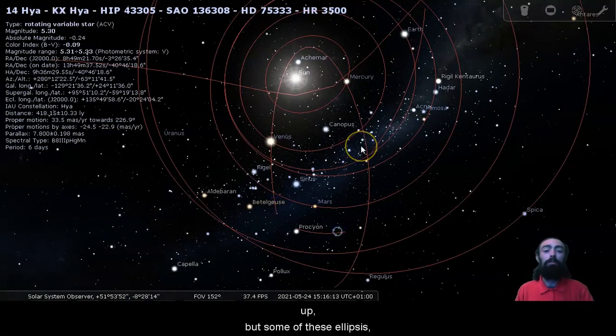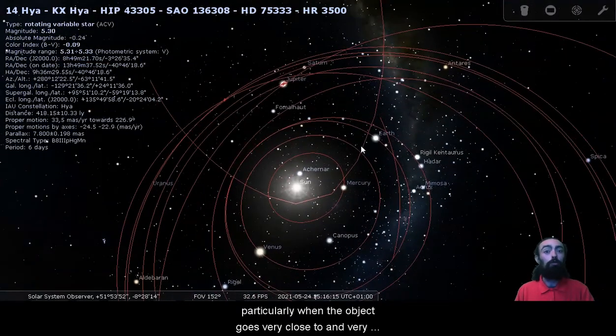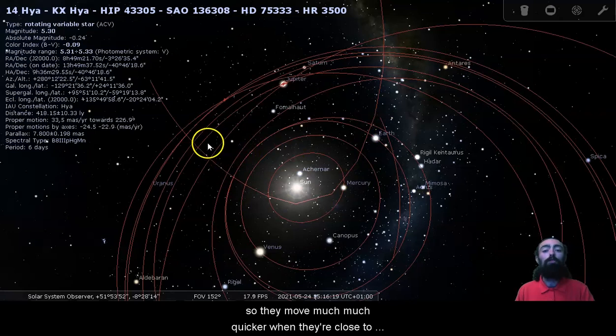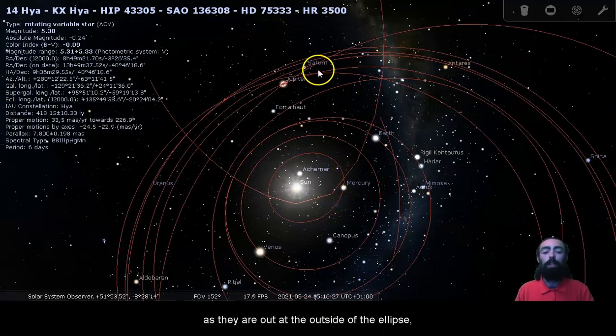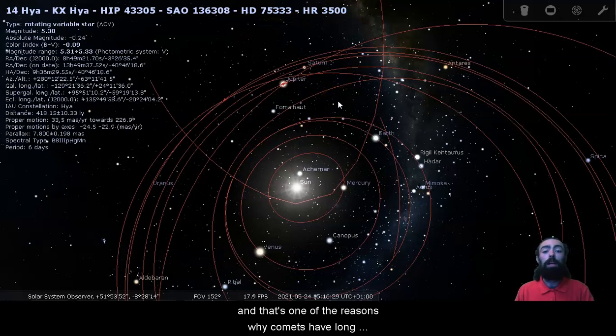But some of these ellipses, particularly when the object goes very close to and very far from the sun, will be very eccentric. So they move much, much quicker when they're close to the sun. So we only see comets for that short amount of time. And then they move slower as they're out at the outside of the ellipse. And that's one of the reasons why comets have long periods. So this means there's a very long gap of time between each time they visit us.